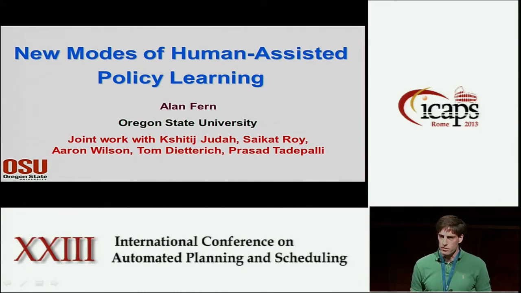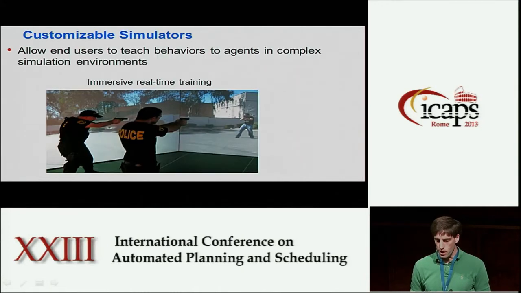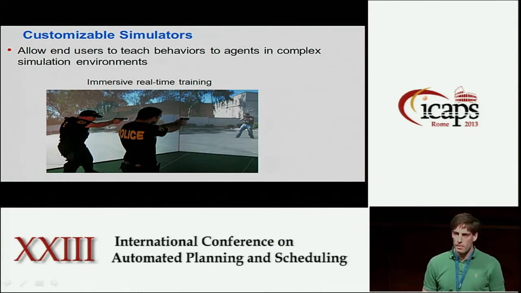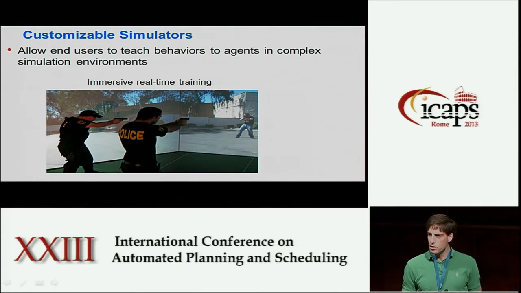So I'll just start off by showing you a little example that kind of inspires me. There are a lot of situations where you have a simulator and you have end users that are going to be using this simulator. So this is a situation where you have an immersive training environment at a police station. And one thing that you might want to do is have the end users be able to automatically train characters in this simulation environment. And not just train highly scripted behaviors, but train behaviors that are generalized in the sense they can react well in a variety of situations.